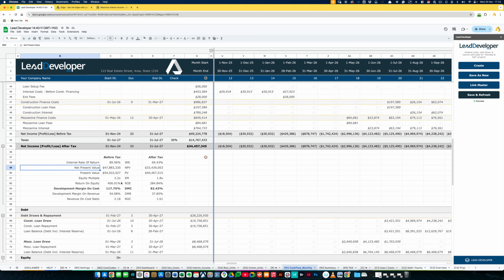So this is important to understand that all of your decision metrics, like your internal rate of return, equity multiple, return on equity, development margin on cost, development margin on revenue, return on cost ratio, each one of these we calculate based on everything before tax and after tax, so that, again, when you're comparing highest and best use scenarios with different assumptions, different finance options, these are the ones that you would want to compare with each other.